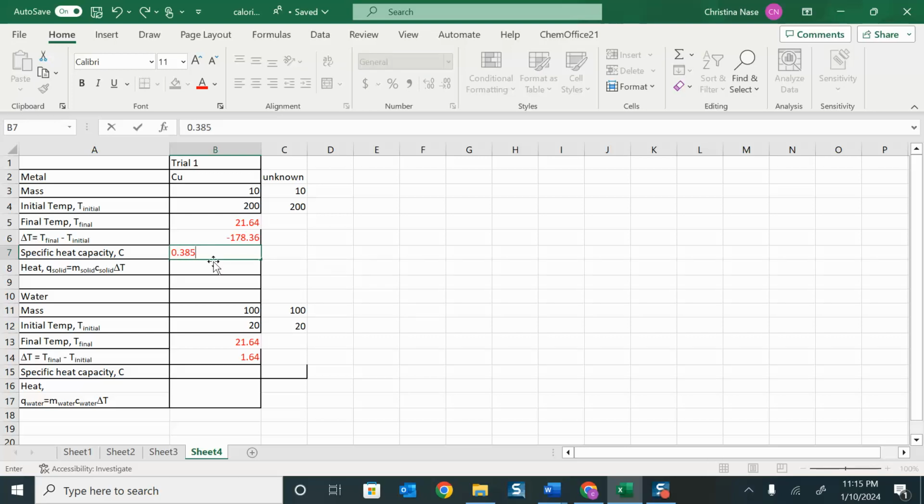0.385. And then to find the heat, how much heat is being released or absorbed, and the metal is releasing the heat. So Q, that's heat, equals mcΔT. So I'm just going to multiply those. I'm going to multiply the mass, which we had 10 grams, times the c, the specific heat capacity, times that change in temperature, this ΔT here. So mcΔT. I'm going to do the same thing for the water. Water has a specific heat capacity.